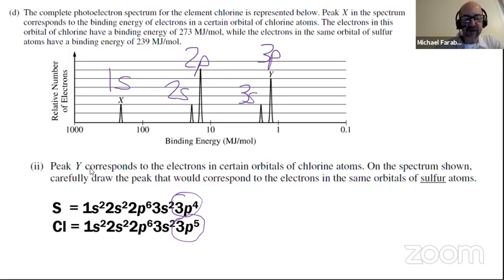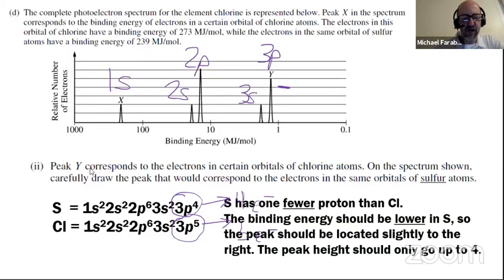The first one's kind of obvious, and that is that the height of the peak is going to be different. We're talking about 4 electrons in the 3p orbital as opposed to 5 electrons. So if I were to draw the peak, I would have to stop at this level. But the other difference, we just talked about the difference in the number of protons. So if chlorine has more protons, that is a higher binding energy. We can say that the other way. If sulfur has fewer protons, that would mean that the binding energy for the 3p orbital for sulfur should be a little bit less than the binding energy for the 3p orbital for chlorine.